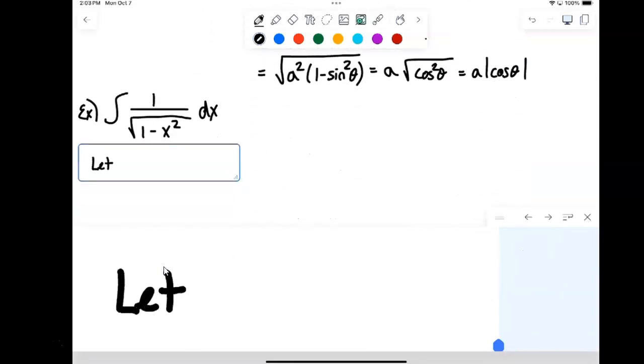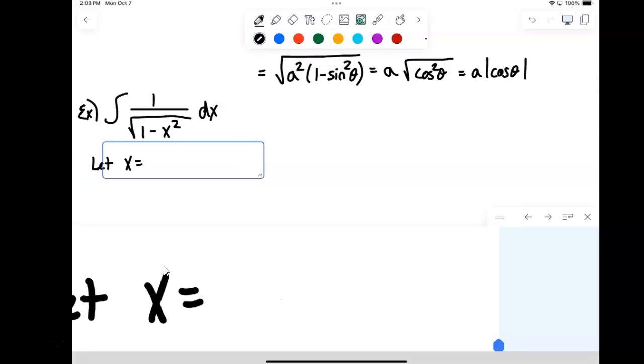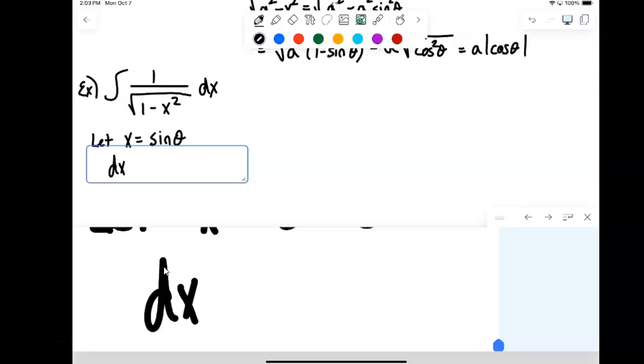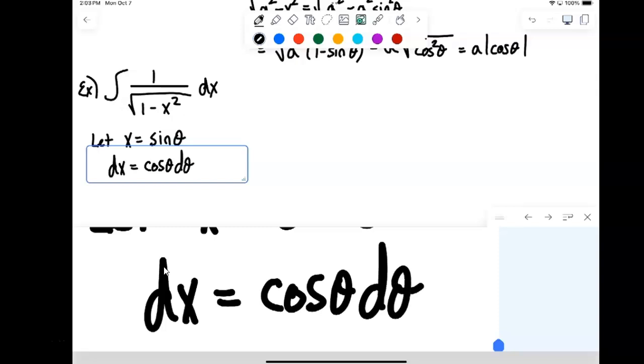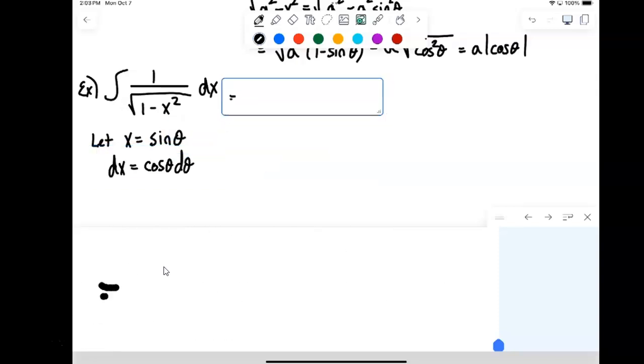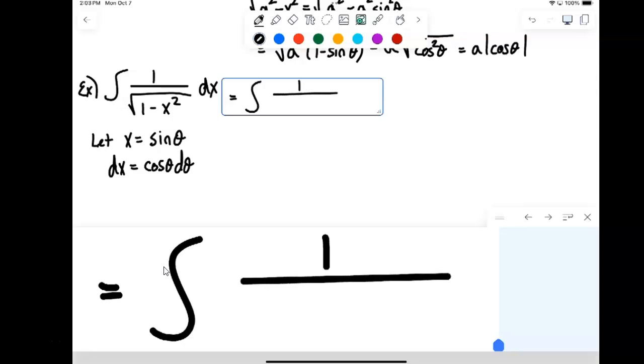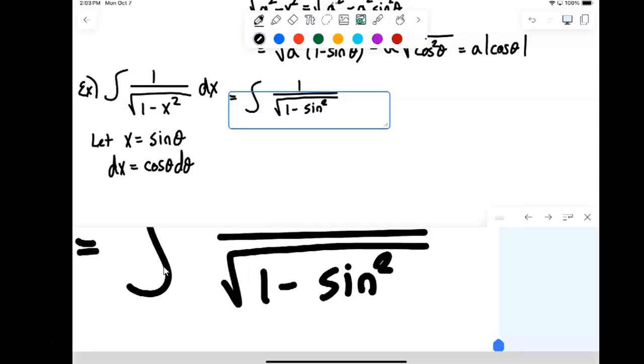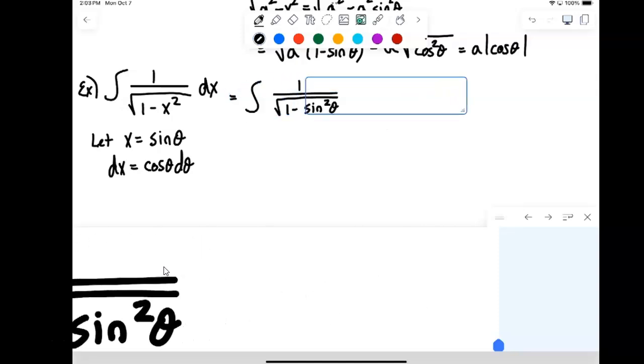Let x be equal to a sine theta. So in this case, just sine theta. Then we still need to differentiate because we've got to also account for dx. dx will then be the derivative of sine, which would be cosine theta d theta. So writing that in, we would have the integral of 1 over, replacing x with sine, 1 minus sine squared theta. And then dx will become cosine theta d theta.